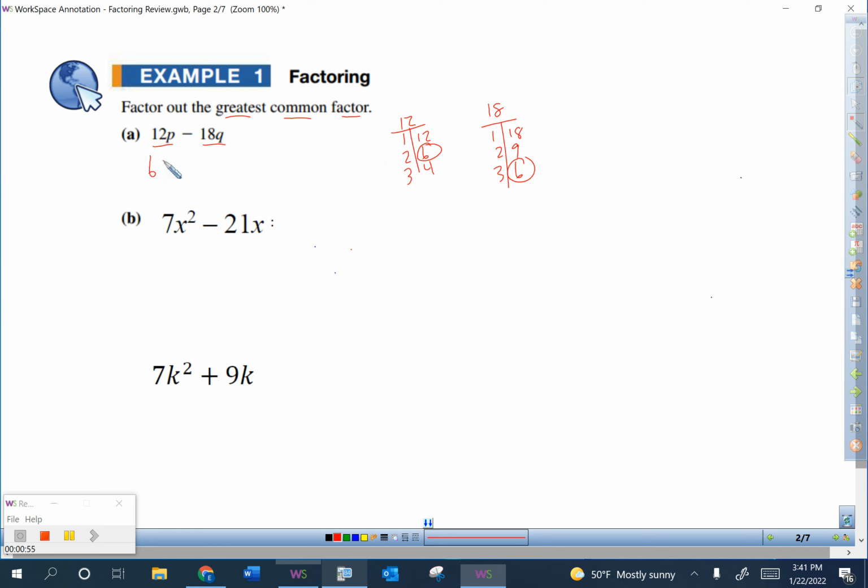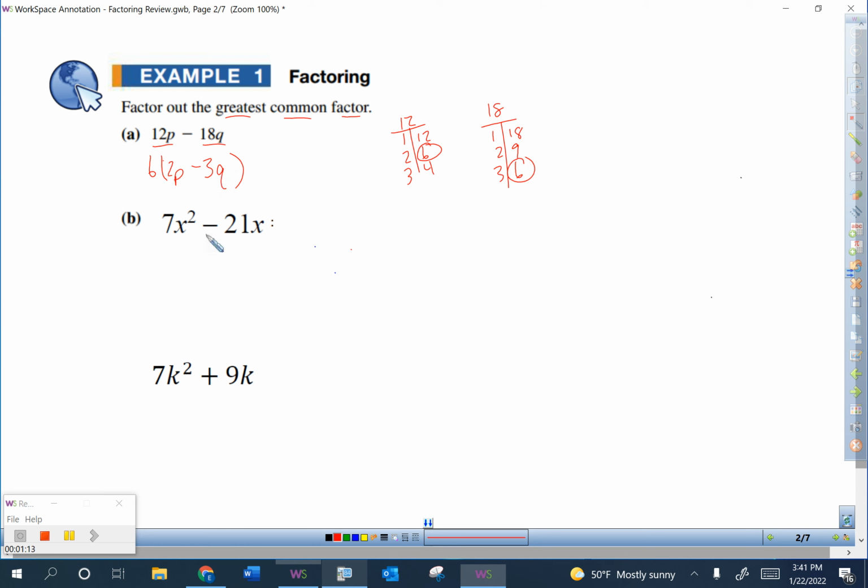So we can say 6 times some quantity equals this original problem here. So 6 times 2 gets me to 12, but the p has to be on there. Same thing with over here. We need a negative 3 to get to 18. Q goes along for the ride.